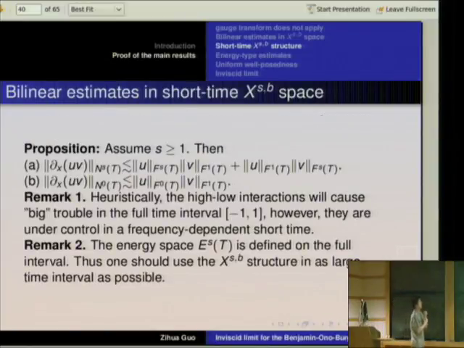Now on this space, the estimate is true. Here we covered one derivative. For s larger than one, actually we can do much better. But for the energy estimate, we do not have good estimates. But the point is, here you gain one derivative in space. If you use the XSB space, you gain one half derivative. That's the whole point.